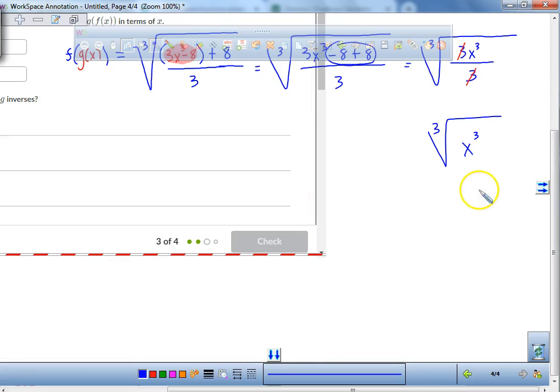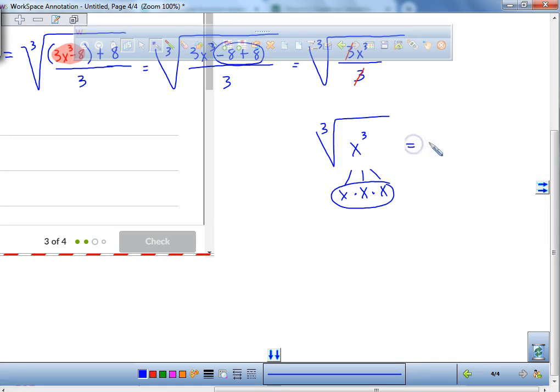cubed. Well, what does x cubed actually mean? It means x times x times x. That's what x to the power of 3 means. So cubic roots look for groups of 3. And so this equals an x.